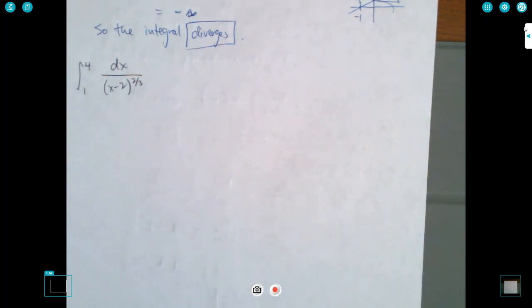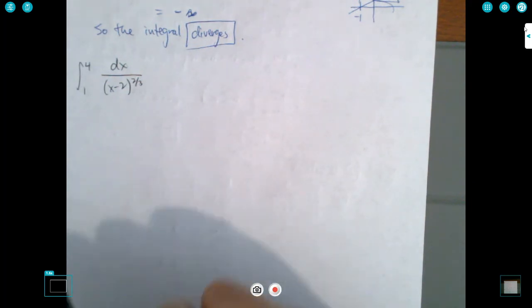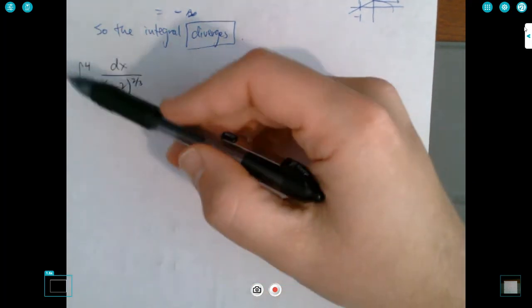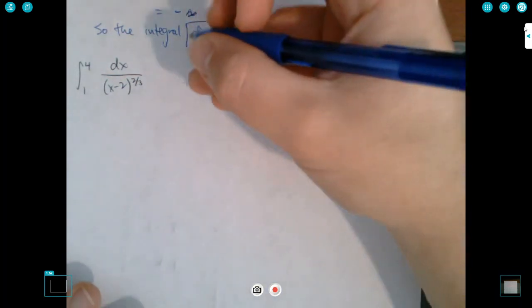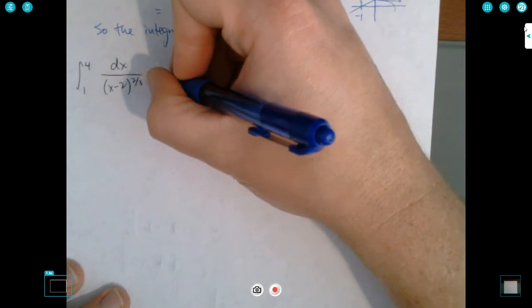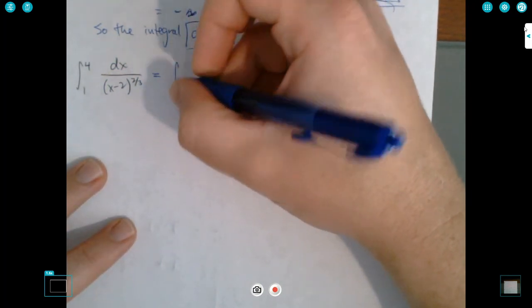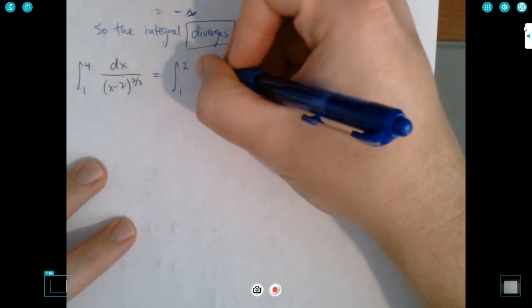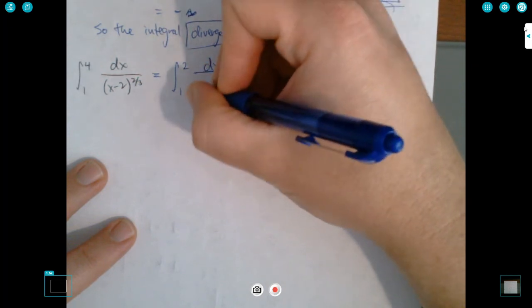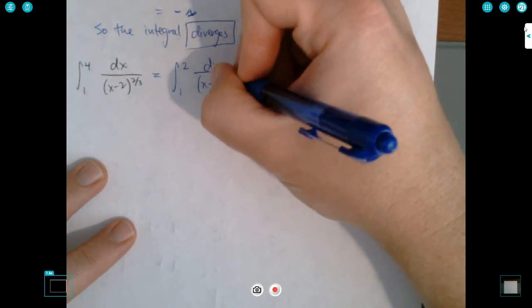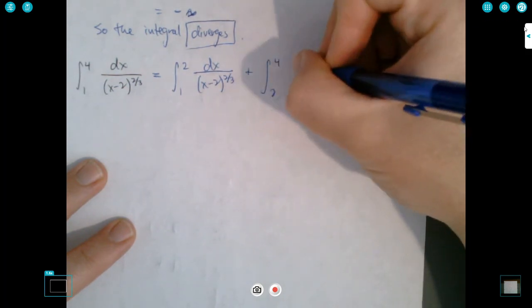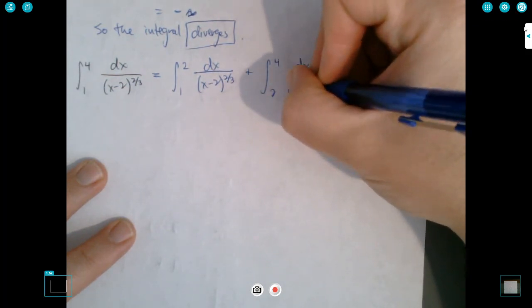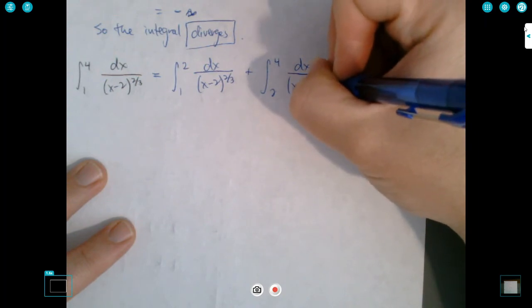So this time we're going to have a vertical asymptote at 2. And 2 is right in the middle of this interval. So we're going to have to split the integral at 2 and say, okay, so this is the integral from 1 to 2 of dx over (x minus 2) to the 2/3, plus the integral from 2 to 4 of dx over (x minus 2) to the 2/3.